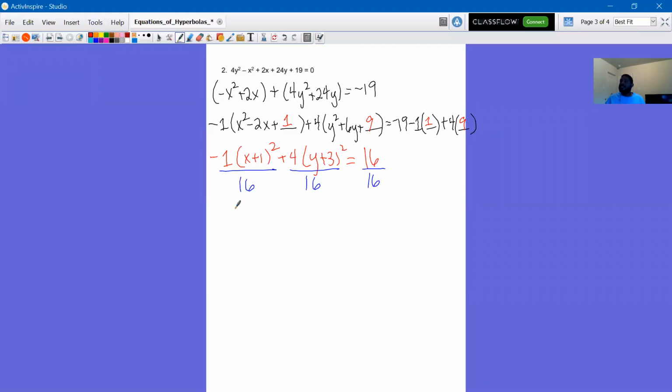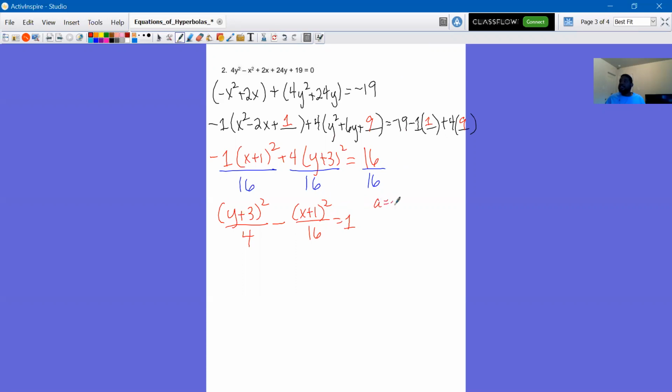Actually, what I want to do, when I divide, I'm going to do two things. Because this is negative, I'm going to switch these two terms. So I'm going to write the y term first. So that's going to be y plus 3 squared over 4. So I just move this in front because it's positive, and move this behind it, which is negative. So x plus 1 squared over 16 equals 1. So now I have the form I need.